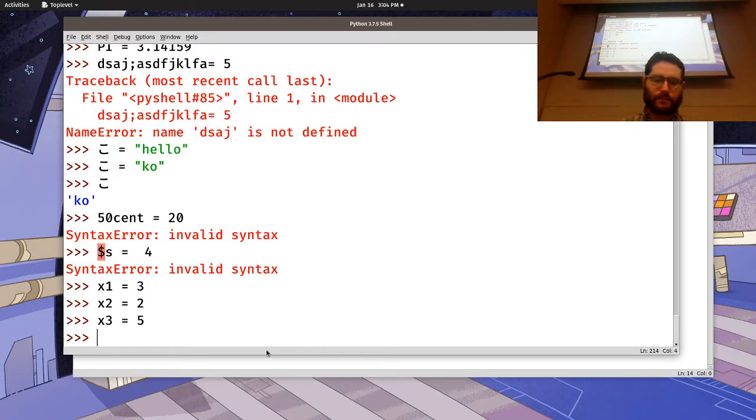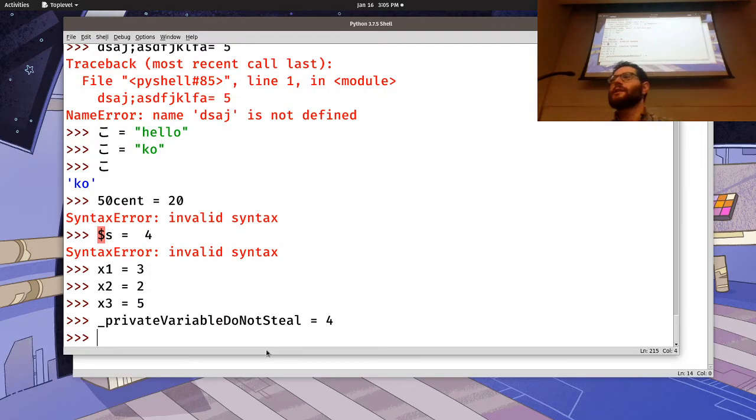The only punctuation that's the exception is the underscore, and that can go anywhere, including the beginning, which is typically used for weird stuff like when you want to say this is a private variable that other programs can't see. There's some weird things you can do, like with two double underscores. I'm not really going to get into that. Dash is not allowed because dash is subtraction, right?